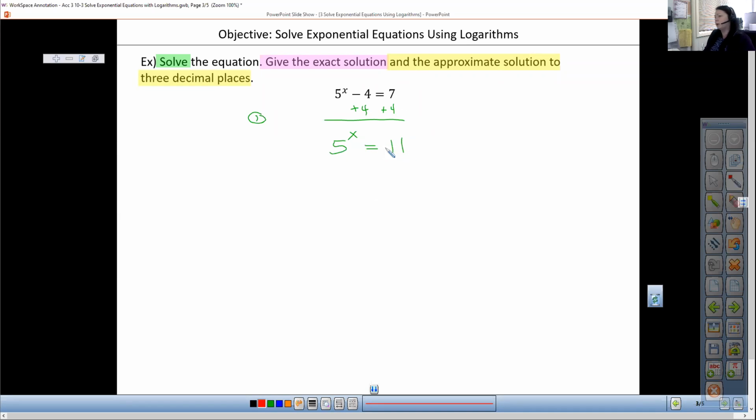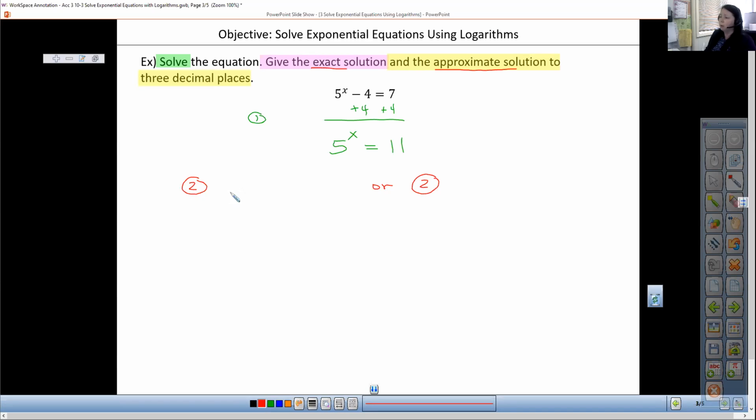Once I have this power equals a power expression, now I move to step 2, which is to take the logarithm of both sides. And I can use either the common or the natural. And I'm going to do this one both ways. What it will give us is 2 different forms of our exact solution, one involving a common logarithm, one involving a natural logarithm, but both of them will give us the same approximate solution, the same decimal value, and that's why we can use either logarithm.